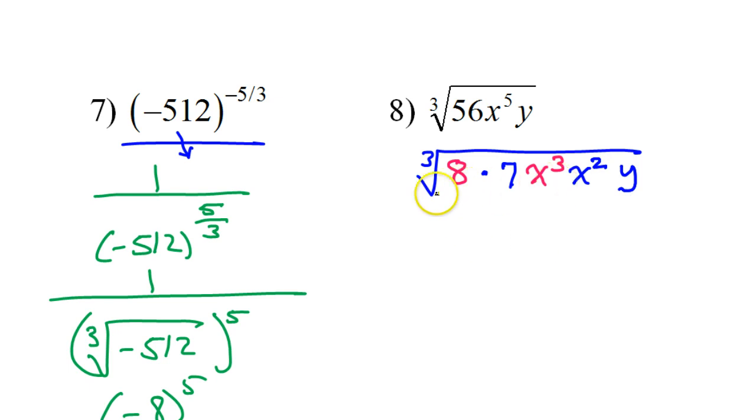So these two pink things can be simplified and brought out, because the cube root of 8 is 2, and the cube root of x to the 3rd power is x. So these two things came out. The blue simply stays under the radical.